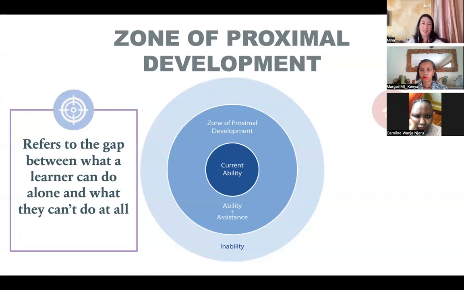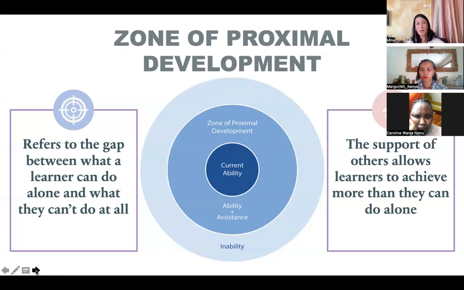So the ZPD is talking about what we can achieve with the support of others, and this could be peers, or it could be a teacher. And so by working with others, we can increase our ability. So I think this is one reason why a lot of people like to work in groups. With the help of others, we can go a little further than we can go just by ourselves.